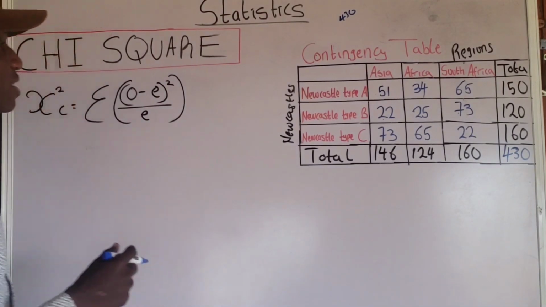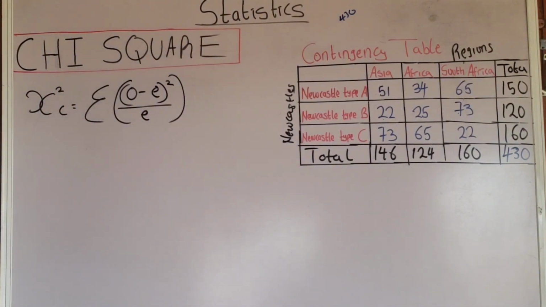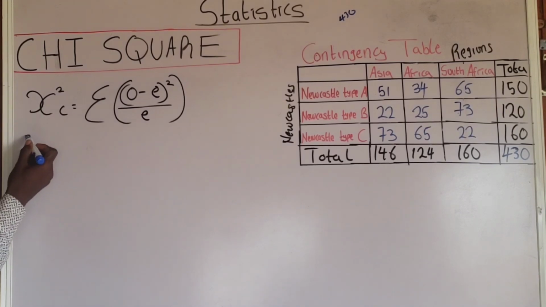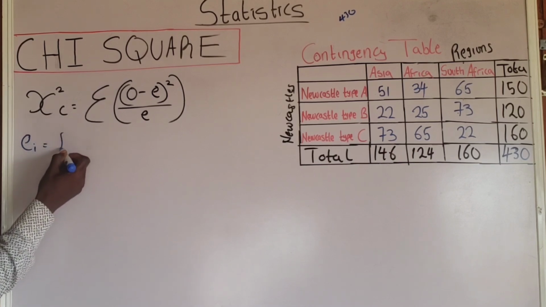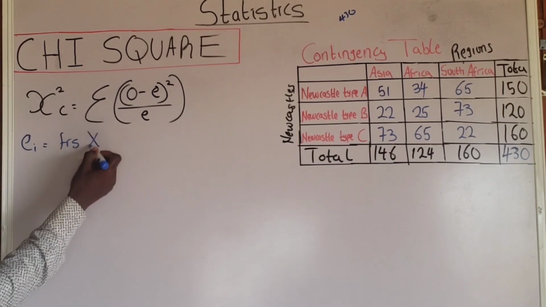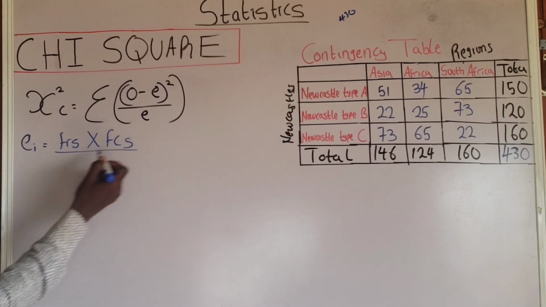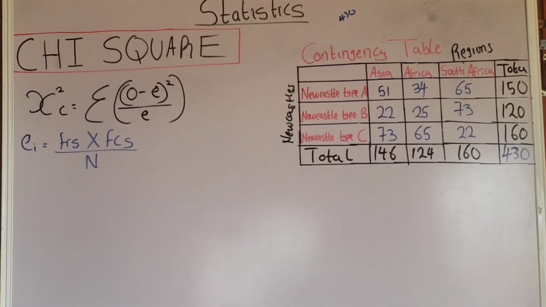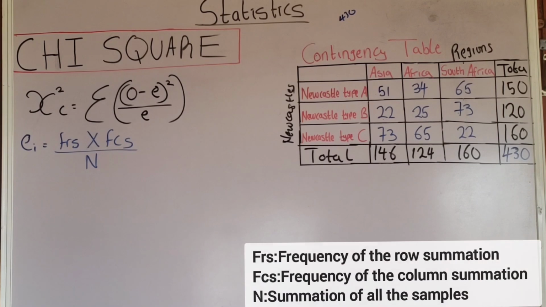So now, having done the totals, we have to determine the expected value. To determine the expected value, I'm going to give you a formula. By using the formula, you'll be able to determine the expected value. The formula is: expected value equals FRS multiplied by FCS, all over N. I'm going to explain. FRS simply means frequency of the row summation.